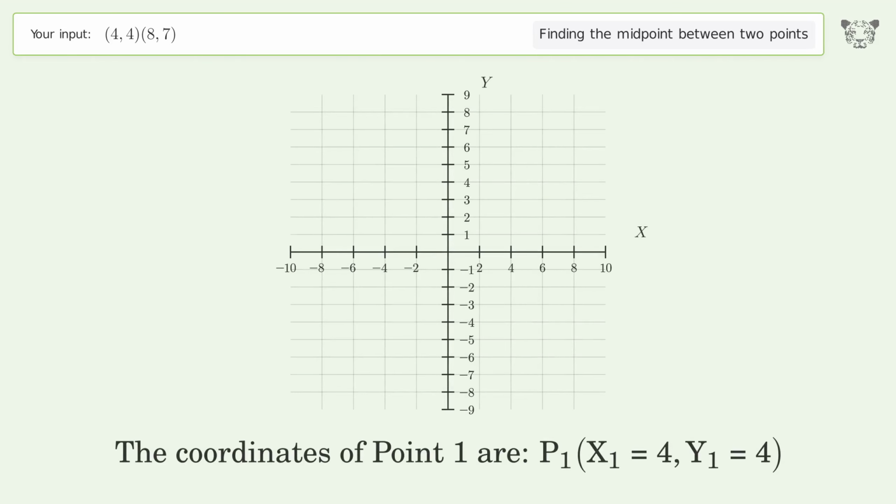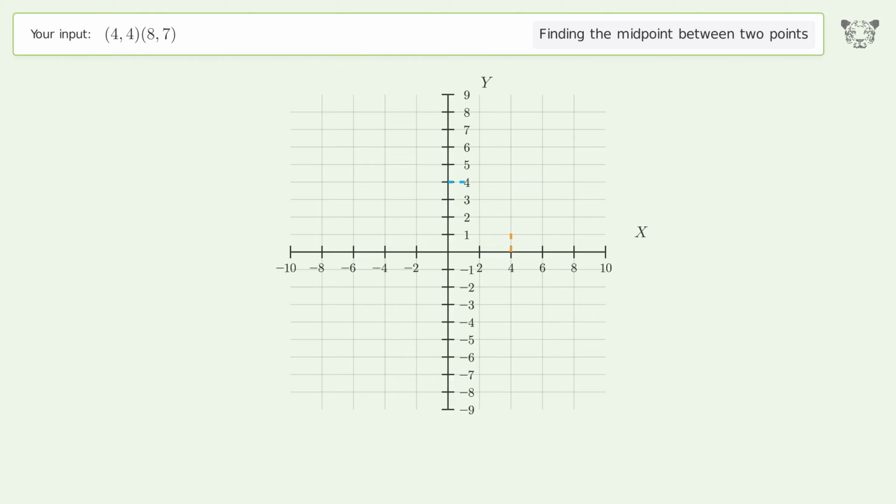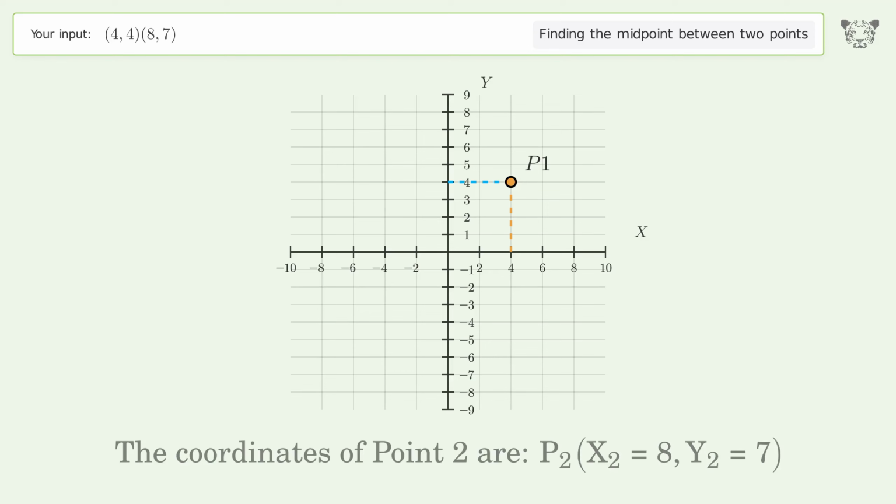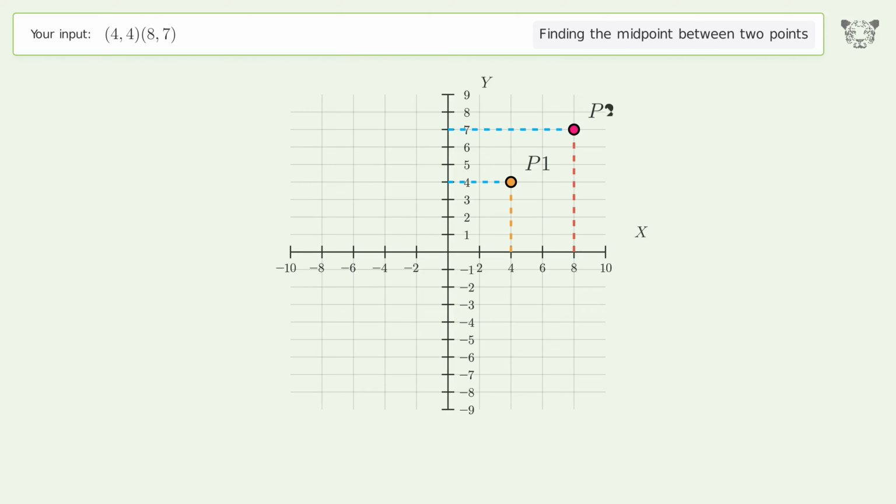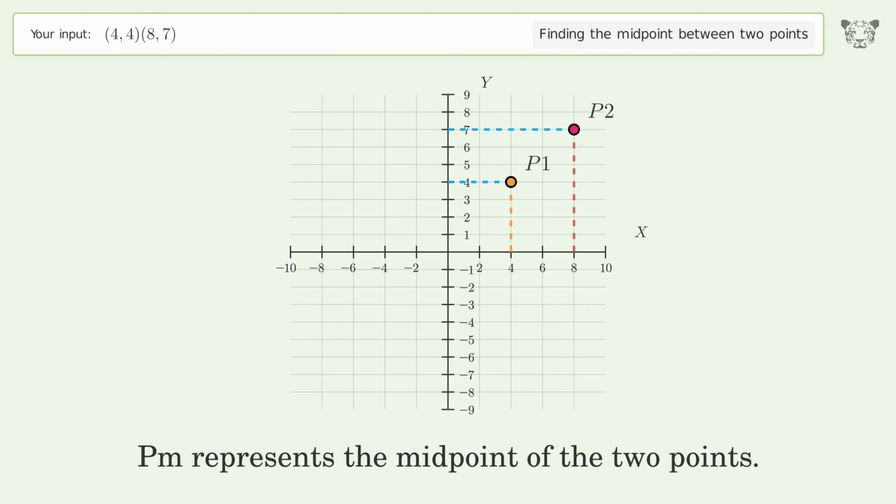The coordinates of point 1 are x1 equals 4, y1 equals 4. The coordinates of point 2 are x2 equals 8, y2 equals 7. PM represents the midpoint of the 2 points.